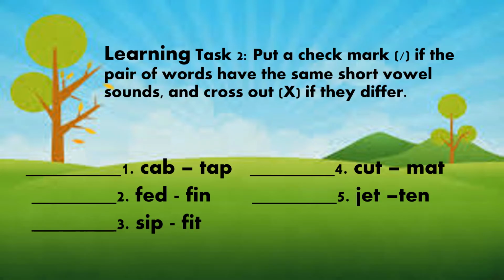Okay, let's answer. Number 1, check. Number 2, fed, fin, cross out. Number 3, sip, fit, check. Number 4, cut, mat, cross out. Number 5, jet, ten, check. Did you get it all? Okay, very good.